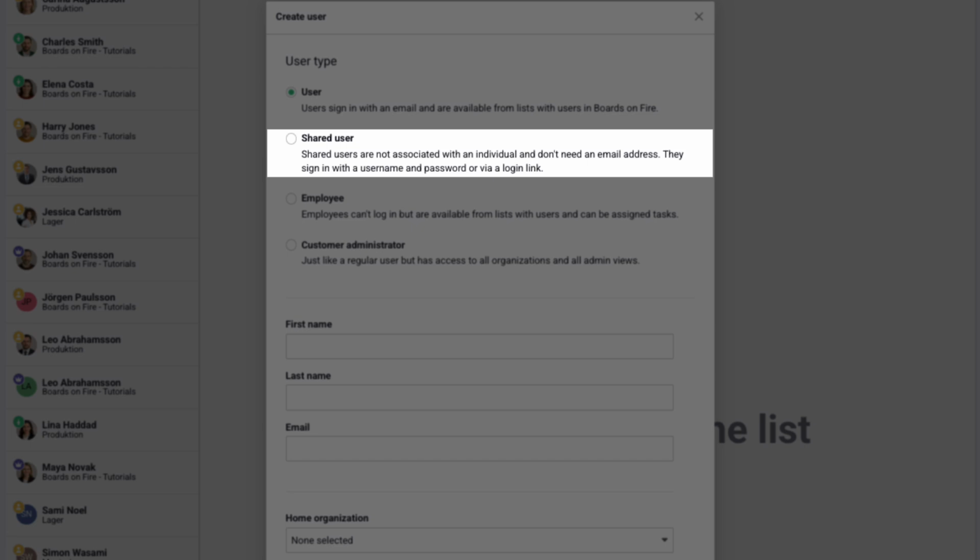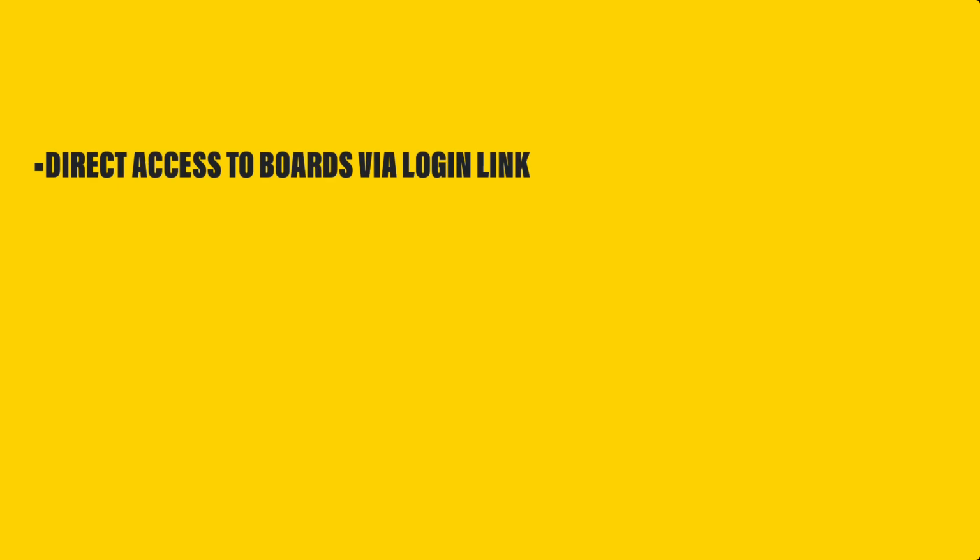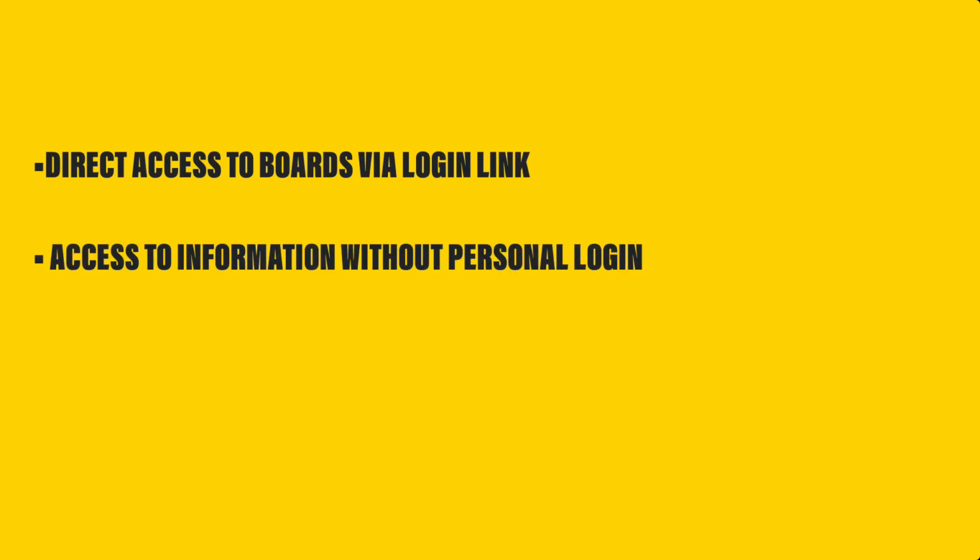Shared user. Shared users are not linked to a specific individual, which means they do not need a personal email address to log in. Instead, login is done with a username and password, or via a dedicated login link tied to that user. The login link can be used to take you directly to a specific board or organization, which is useful for startup scripts or other cases where you want to automatically land on a particular board.